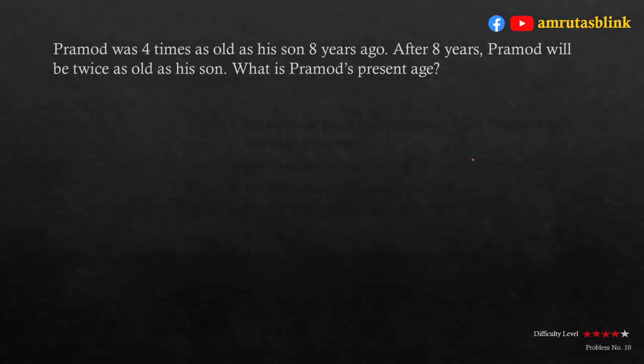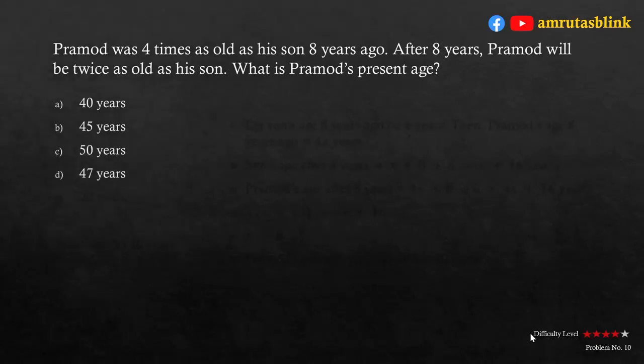Let's move to the last problem of the video. This problem also has a difficulty level of 4. Pramod was 4 times as old as his son 8 years ago. After 8 years, Pramod will be twice as old as his son. The options are 40 years, 45 years, 50 years, 47 years and 20 years.